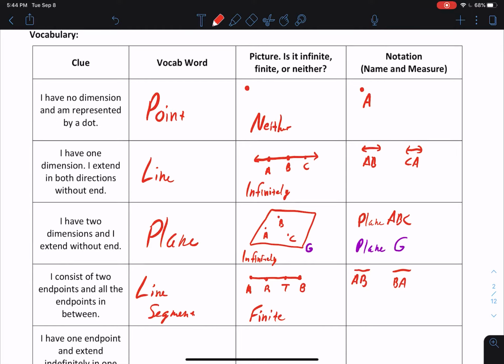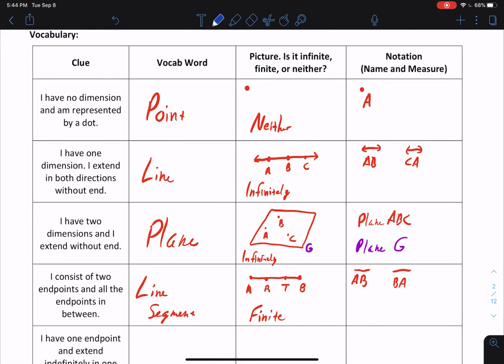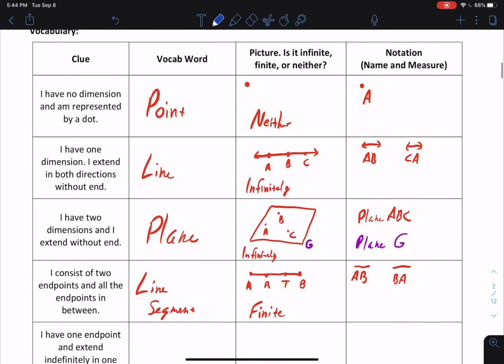All right, so that's how I name it. But if I want to say how long it is, then I'm going to write something a little different. I'm not going to put the line above it. I could say AB is equal to 5 inches. So if I'm talking about the measure of it, I do not put the line above it.